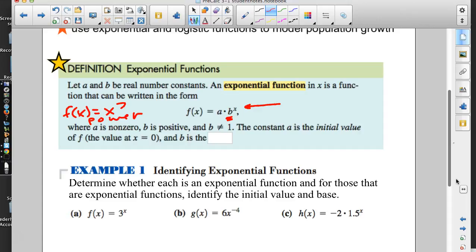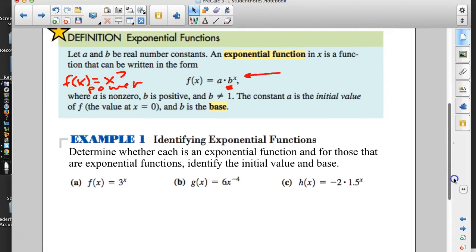The constant A is the initial value. Makes sense? If we were to put a 0 in here for the x, anything to the 0 power is 1. We get A times 1, which would just give us A right back. And B is the base. So the base, we're going to say, is going to be positive, so greater than 0. And B, not equal to 1. If we just multiplied by a 1 as a base, we're not going to change it no matter what we use for a power there.